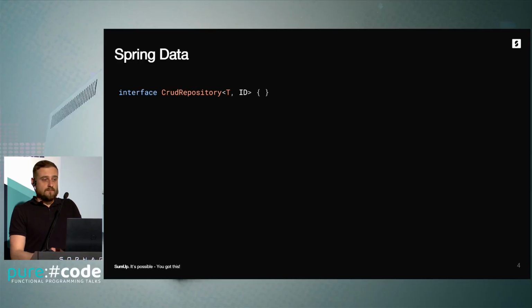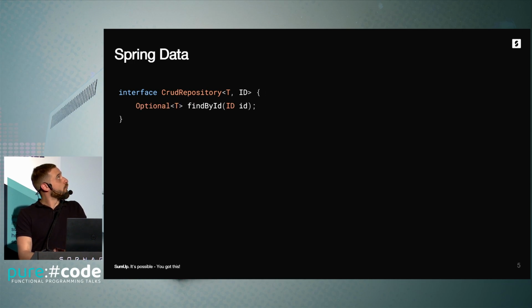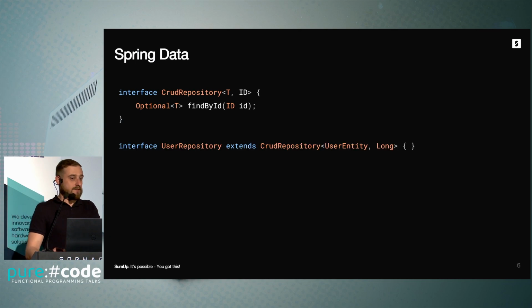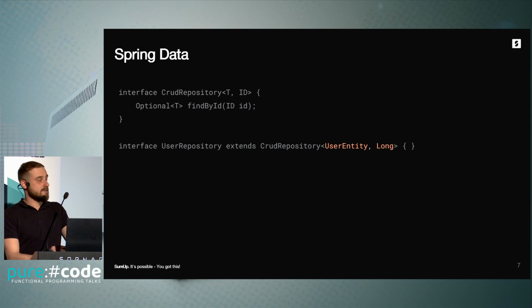Okie doke. Spring Data gives us this repository interface. In this case, it's a CRUD repository. Inside of it, we get a method called findByID, which gives us an optional. So I can just extend this interface, and I will get all the things that I need to access my data from the database for free at runtime. I don't need to worry about anything else. All I need to do is provide my entity type and what ID it has as a primary key. So that's it for data access.